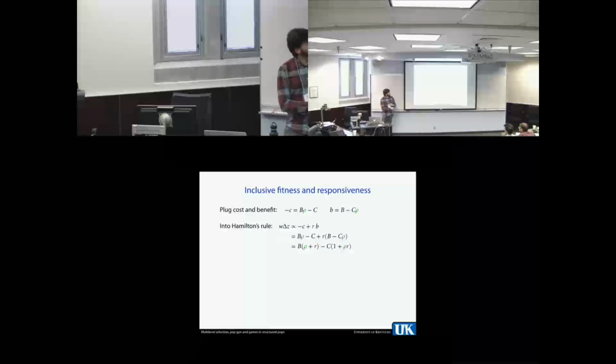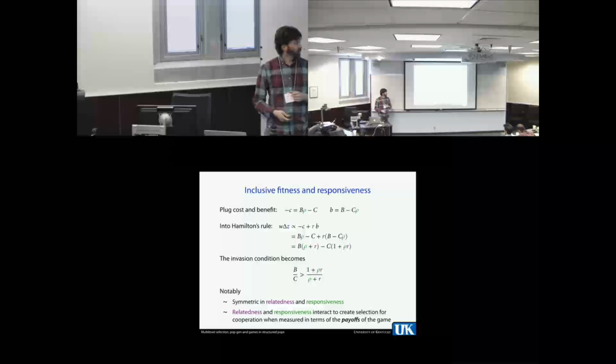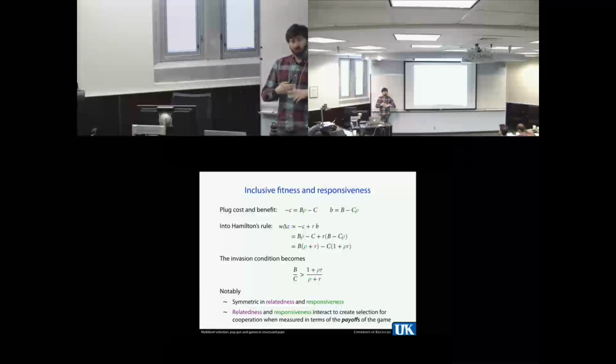Then we just plug in the minus C and the B into Hamilton's rule, and the invasion condition looks like this. Now it's more complicated than Hamilton's rule, and it has this responsiveness term in it. What's kind of cool about this is that the expression is totally symmetric in the level of responsiveness and the genetic relatedness. Given the way this model was set up, they have totally symmetric effects in creating conditions that favor cooperation: increasing responsiveness in that social game increases the propensity for cooperation to evolve.